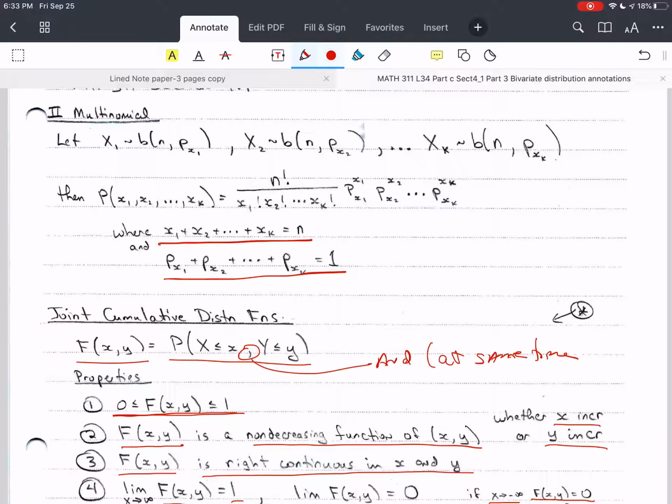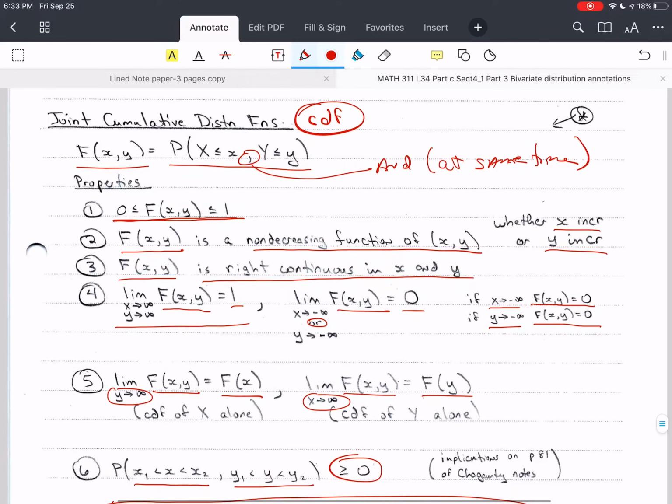And now I want to talk about, just briefly, the joint distribution function, cumulative joint distribution function, so CDF, and talk about some properties. And we won't really do anything with this, but I wanted to expose you to this and just let you have some information. So capital F of x, y is the probability that X is less than or equal to x and Y is less than or equal to y. So the comma is and, it means at the same time.